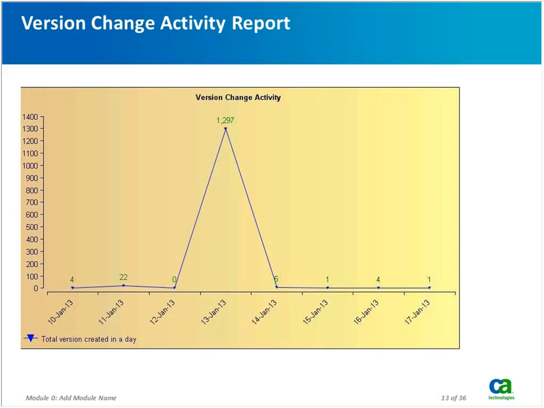Again, another example of the types of capabilities you can have with the graphics in BIRT. Here's the version change activity report, spiked right up there between January 12th and January 14th. Just giving you an idea of what's coming through and how much activity you've got going on in terms of changes.